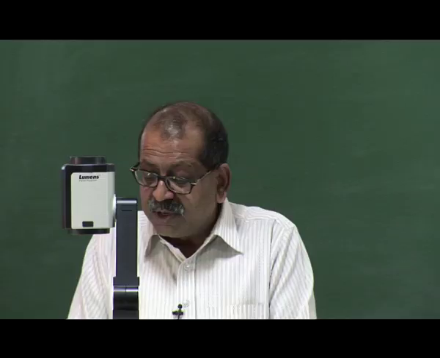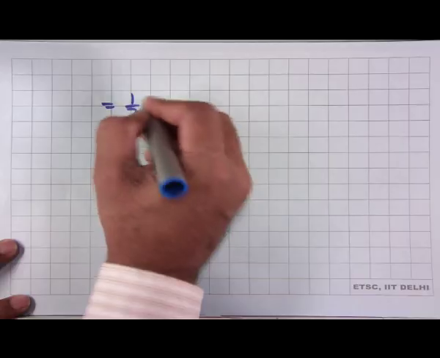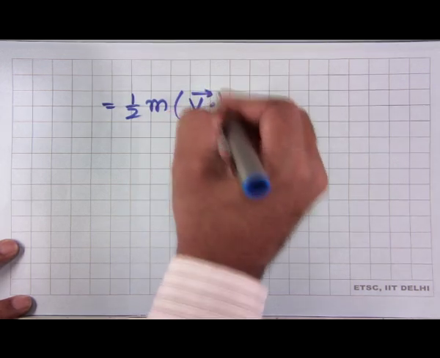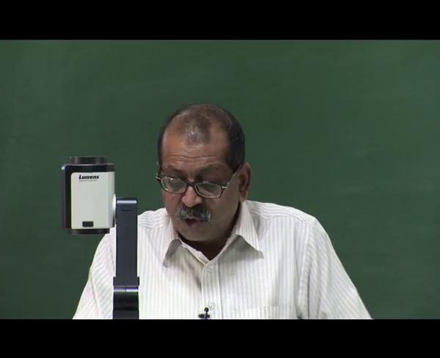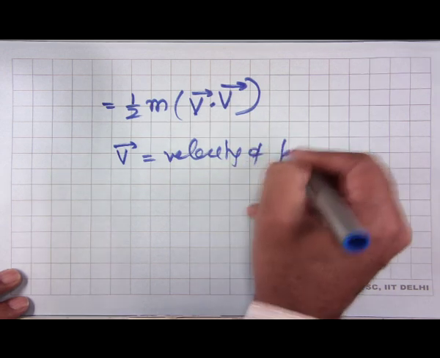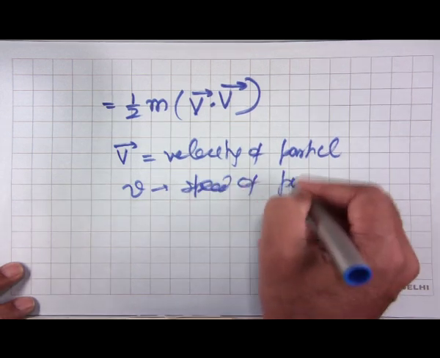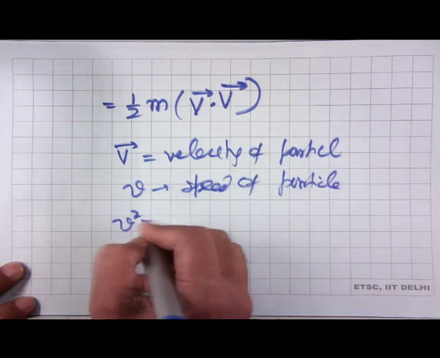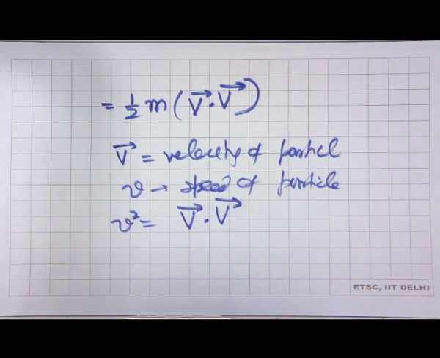So, kinetic energy is defined as half mv square, and we can also write it as half m times vector v dotted with vector v. Here v is the velocity of the particle, small v was the speed of the particle, and what we know is v square is equal to the dot product of the velocity with itself. So, kinetic energy is equal to half mv square.